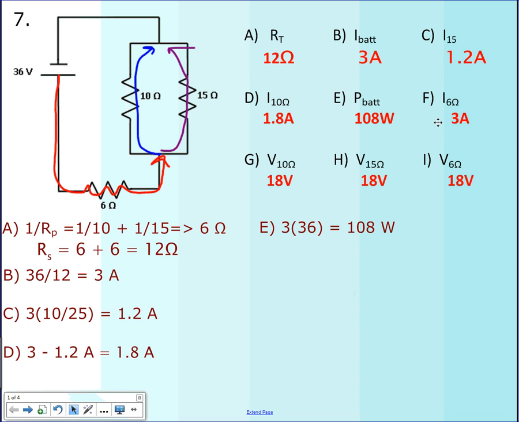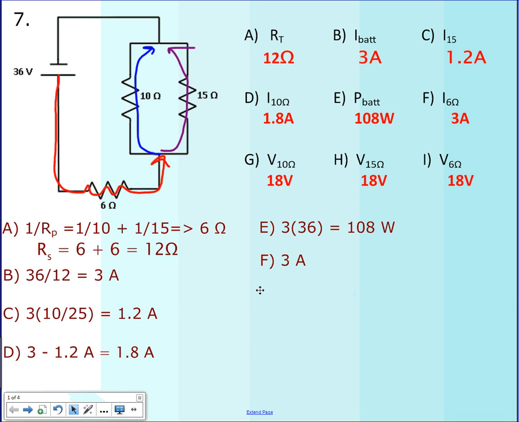Part F, we want the current through the 6 ohm resistor. Well, you can see here that this 6 ohm resistor is part of that pathway that is in series with our battery, which means all of the current that comes out of the battery has to go through that 6 ohm resistor. Therefore, the current that goes through there is the same as the battery, so it's 3. There's no work needed to find that answer.